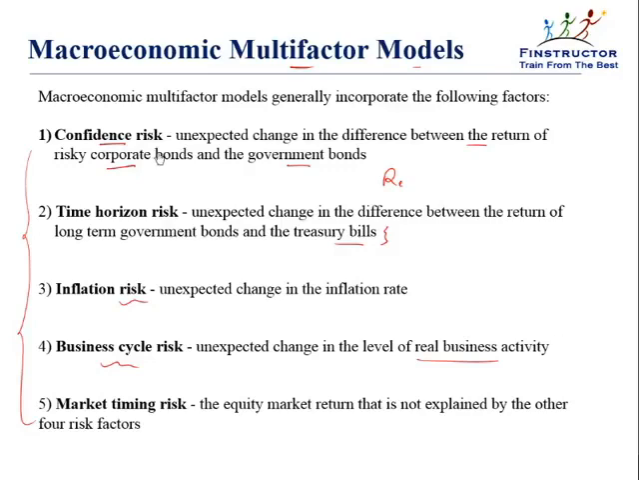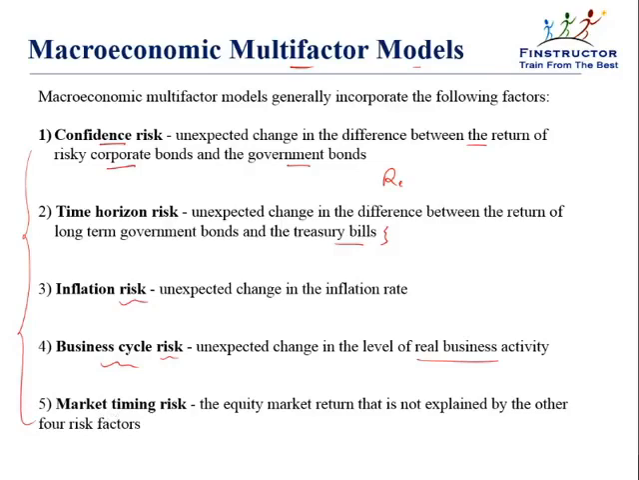So there is confidence risk, there is time horizon risk, there is inflation risk, there is business cycle risk, and there are other risks also. So we'll define market timing risk as the other risks that cannot be attributed to any specific factor, or we'll call market timing risk the residual risk that is there in equities. So in the past, if we see, the returns can broadly be explained by these four risks and some other variability that we refer to as timing risk.